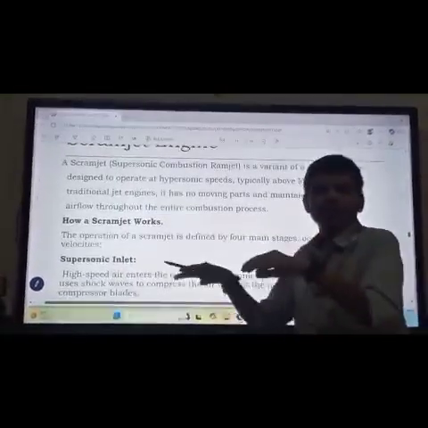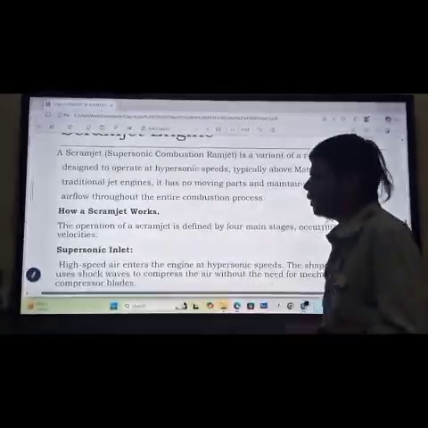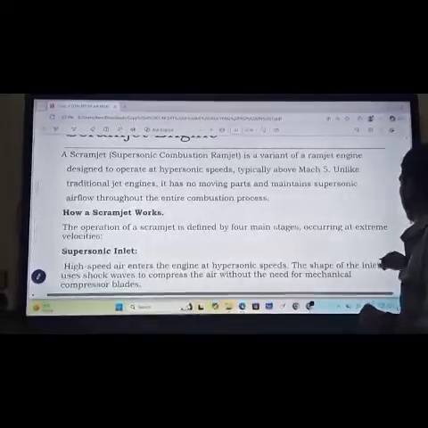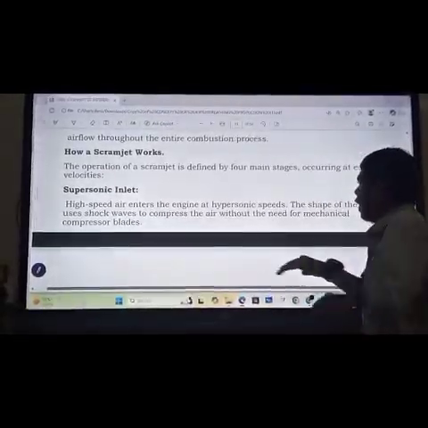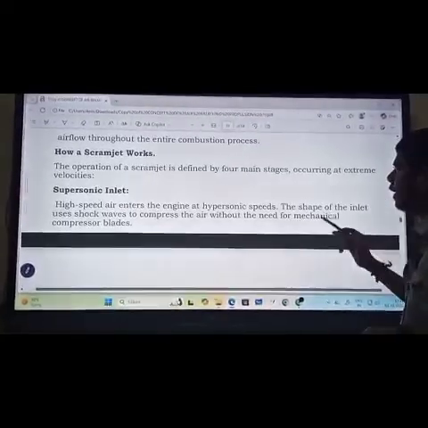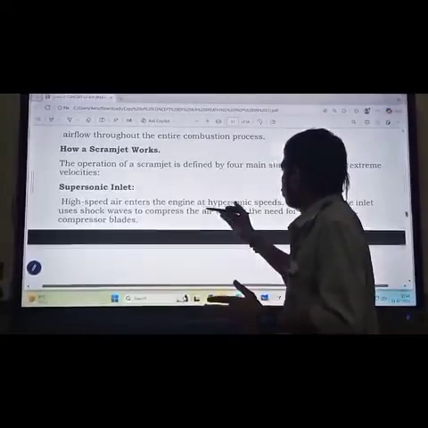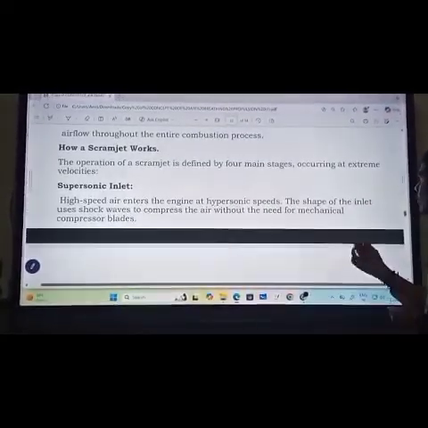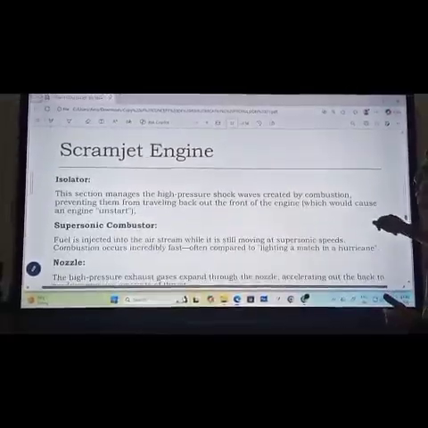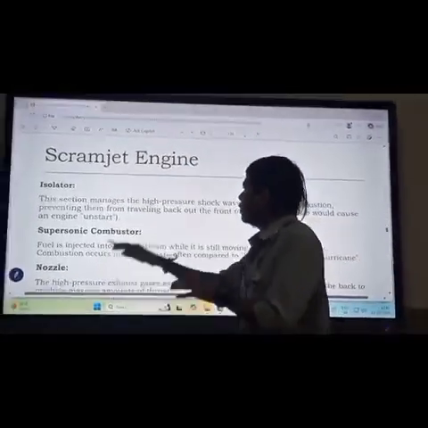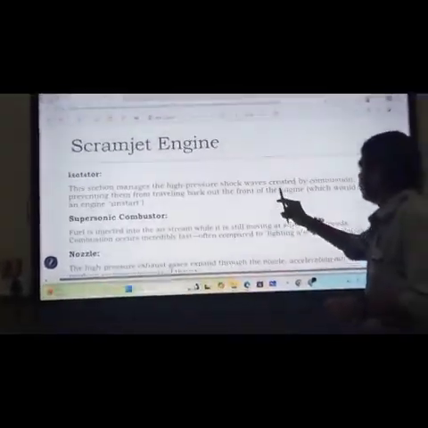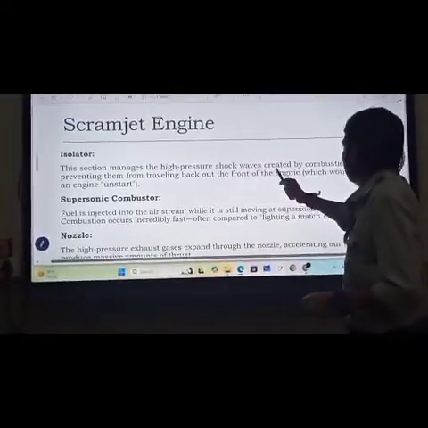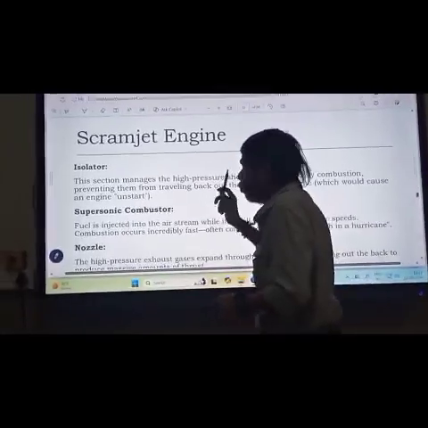Then next, how does the scramjet engine work? The operation of the scramjet engine is defined by four main stages. First, the supersonic inlet. High speed air enters the engine at hypersonic speed, and the shape of the inlet uses shock waves to compress the air without the need for mechanical compressors. Then next is the isolator. The isolator section manages the high pressure shock waves created by the combustion, preventing them from traveling upstream.